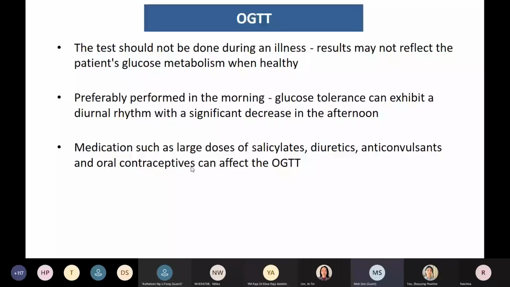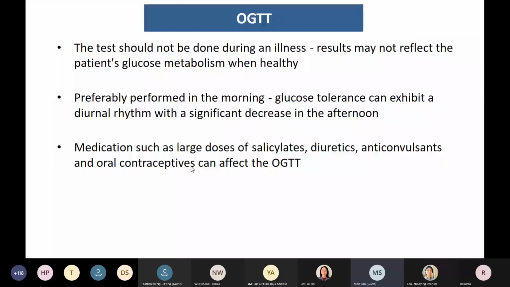The OGTT should preferably be done in the morning, because glucose tolerance can exhibit a diurnal rhythm with a significant decrease in the afternoon. This OGTT was done in the morning. Medications such as large doses of salicylates, diuretics, anticonvulsants and oral contraceptives can affect the OGTT. This patient was not on any of the medicines listed in this slide.